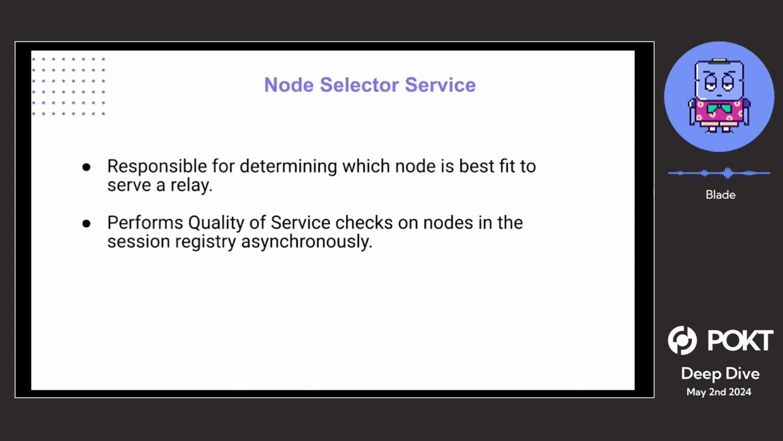And so going into the node selector service, which is also another component inside the gateway server. Node selector service, literally what it sounds like, is responsible for determining which node is the right node to send a request to. And the way it determines which node should be sent the request is that it's constantly doing quality of service checks under the hood asynchronously. It's doing them nonstop. You have all these nodes within a session for all the apps that you're staked into, all the chains that you're staked into. And under the hood, we're constantly doing quality of service checks for each one of those nodes to determine if they're healthy or not.